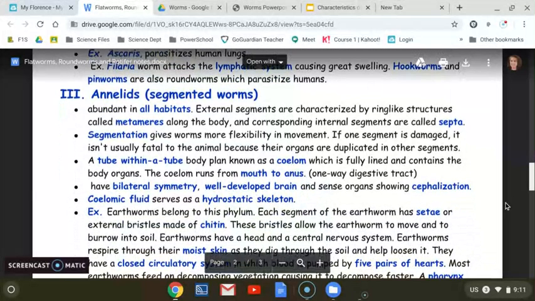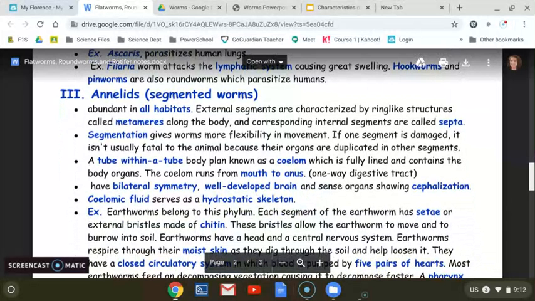Then you have your annelids, which are segmented. They are in all habitats. They are characterized by ring-like structures called metameres along the body and corresponding internal segments called septa. They give worms more flexibility and movement. If one segment is damaged, it isn't usually fatal to the animal because the organs are duplicated in other segments.